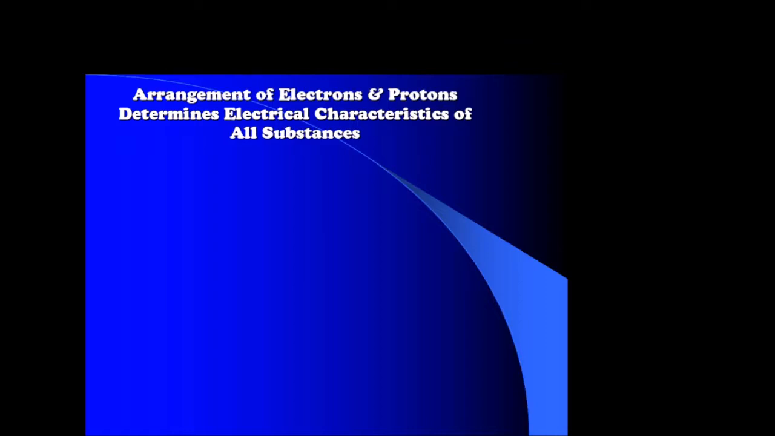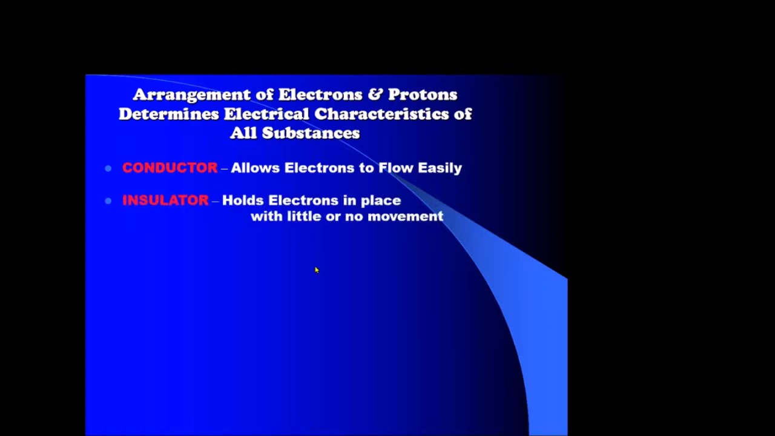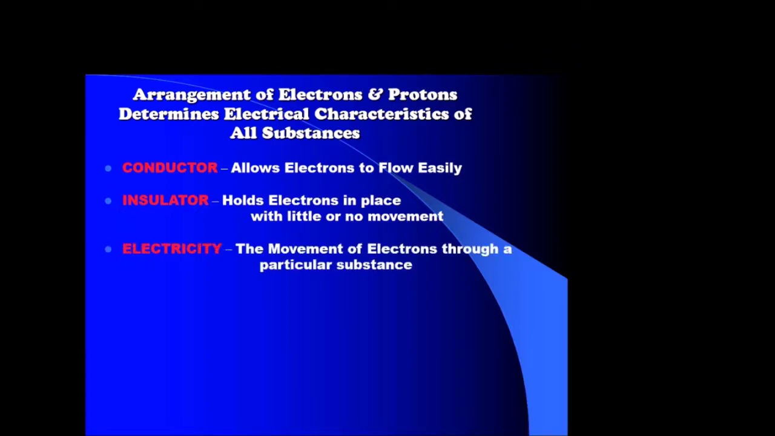So again, the way the electrons, protons, and neutrons in the atoms are arranged determines whether they're insulators or whether they're conductors. A conductor allows electrons to flow easily through it. And it's basically electrons that actually give us current or give us electricity. An insulator holds electrons in place with little or no movement. Electricity is basically the movement of electrons through a particular substance.